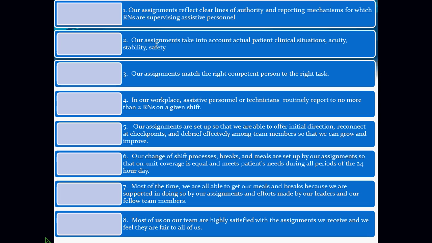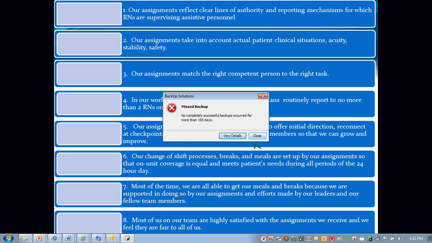Seventh, that most of the time we are able to get our meals and breaks because we're supported in doing so by our assignments and the efforts made by the leaders or charge nurses, perhaps, and our fellow team members that want us to get off and get our breaks and meals. Eighth, that most of us on our team are highly satisfied with the assignments we receive, and we feel that they're fair to all of us.